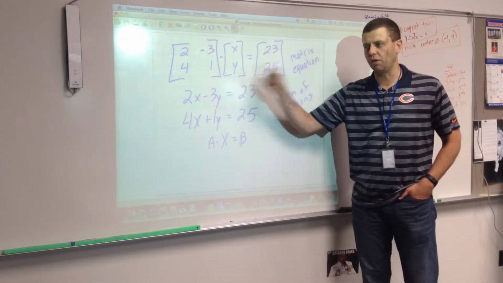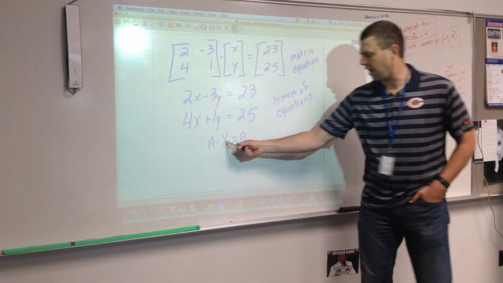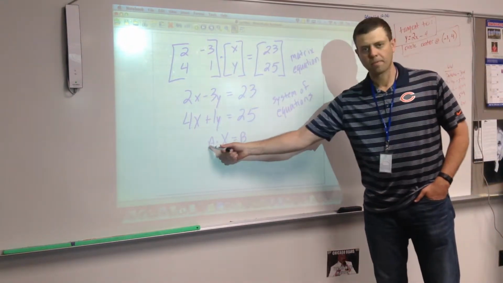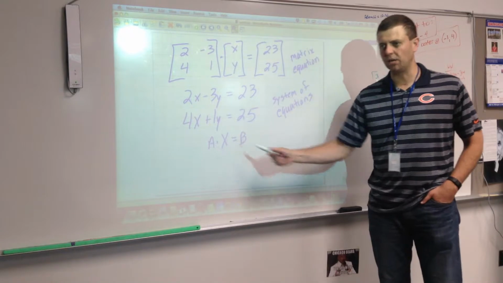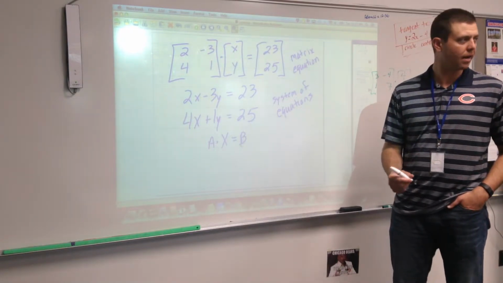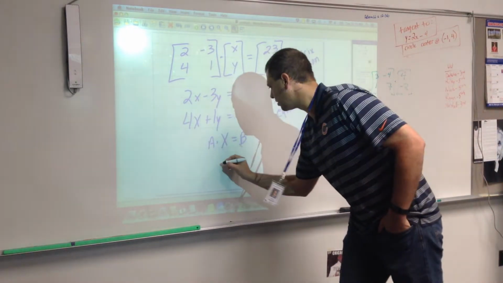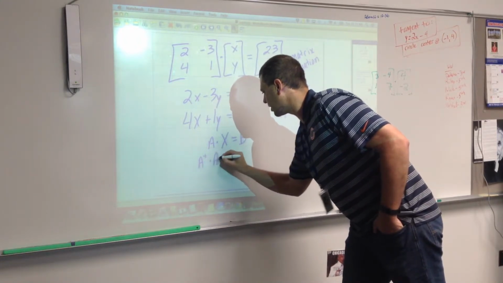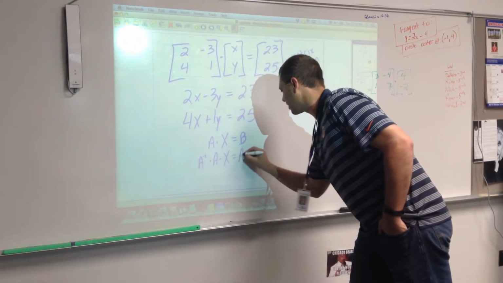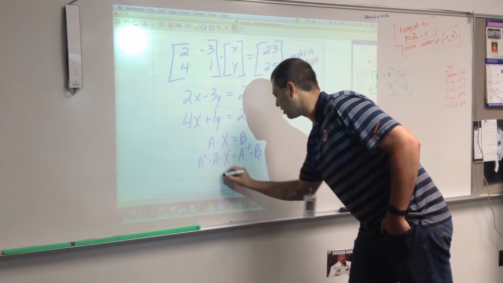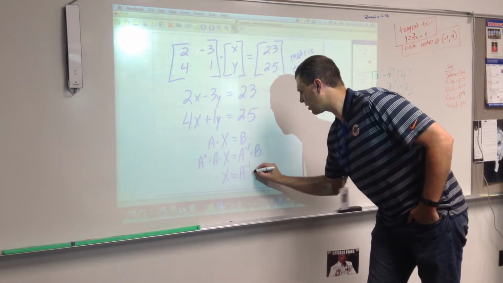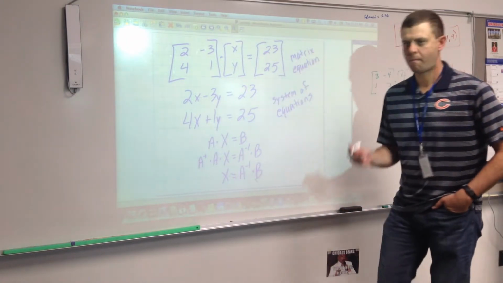My goal is to solve for matrix X. How am I going to solve for matrix X? What do I need to do to get X by itself? Multiply by A inverse. So A inverse times A times X equals A inverse times B, or in other words, X will equal A inverse times B, right? Yep.